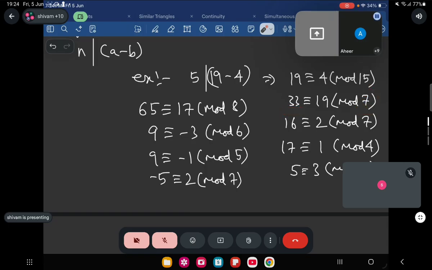Sir, I thought 37 by 7. Oh, 5. 33 by 7, the remainder is 5. 19 by 7, what is the remainder? 5, right? Sir, class 2 was 10 years back for me. So you have forgotten everything, right? Yes, sir. Okay.